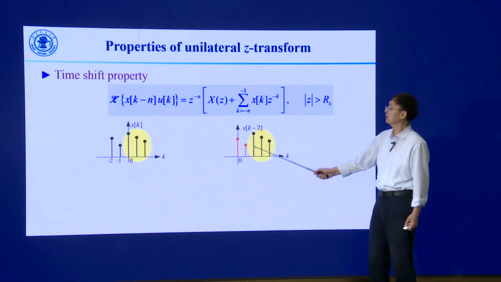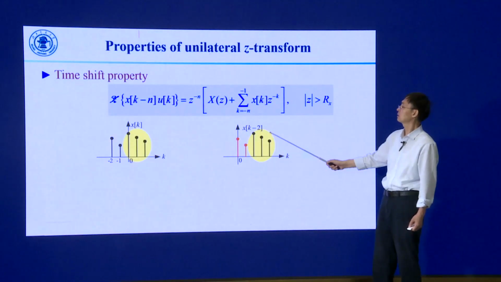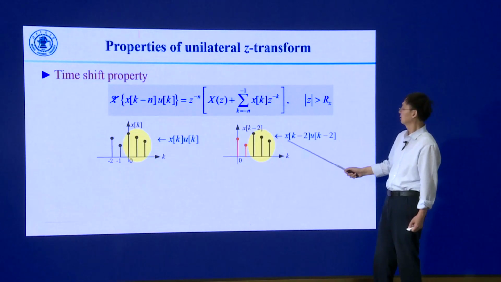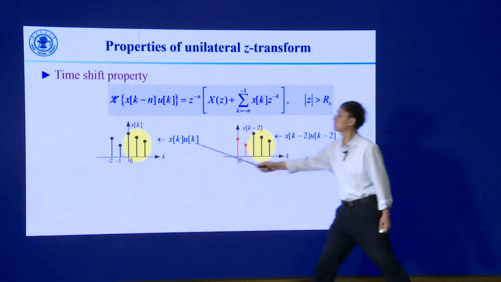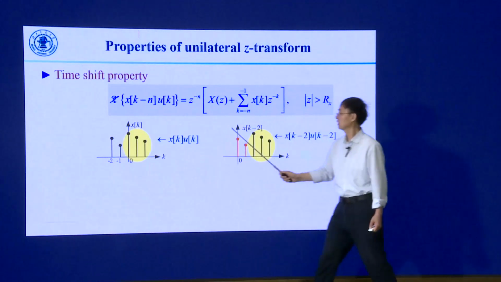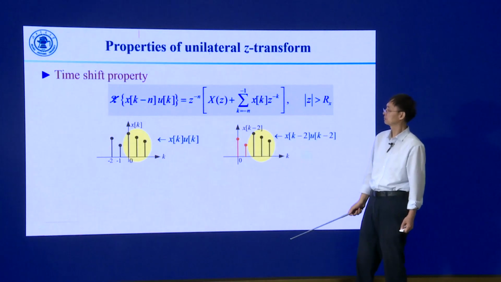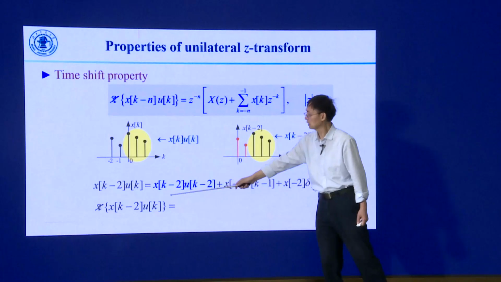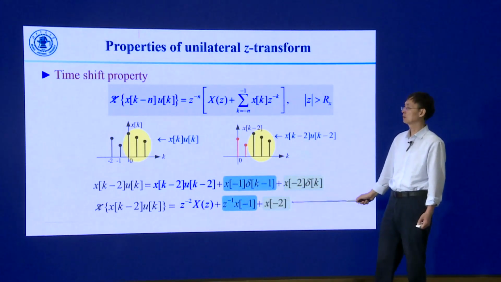Similarly, if we delay this signal by 2 units, we can get this signal. This part corresponds to this signal, and these two values are delayed to these positions. For the unilateral Z-transform, we can get this result.